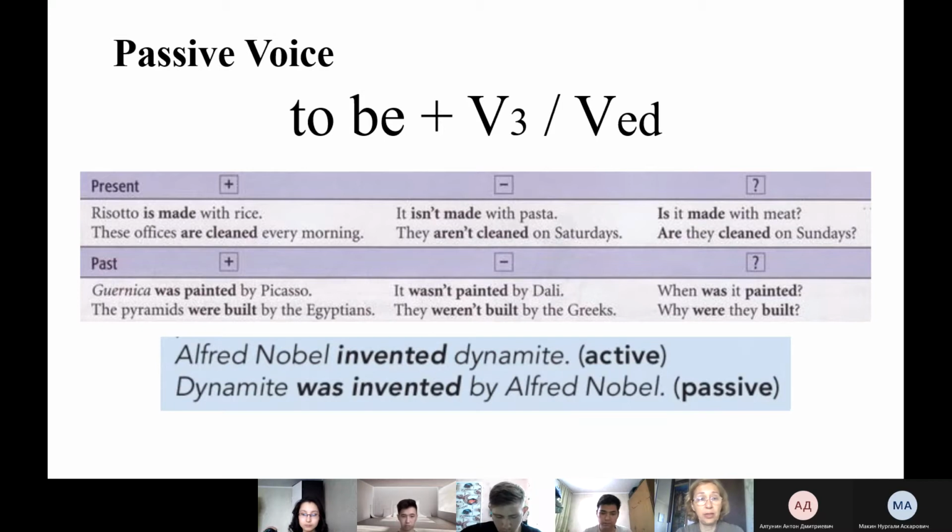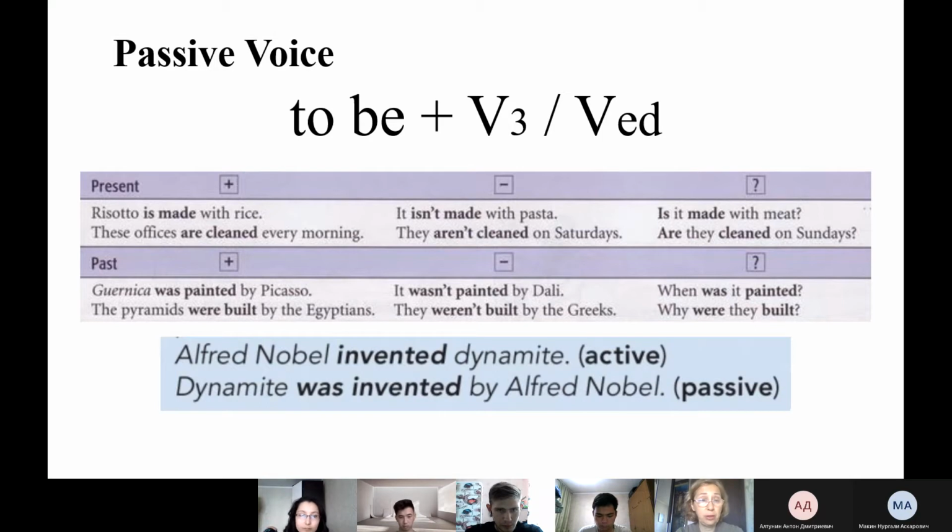And here on the next slide we can see the form of the passive voice, how the passive voice is formed. As we already see, it consists of at least two parts. First we use the verb to be plus the main verb in the third form if it is irregular, or with the ed ending if it is regular. Используется вспомогательный глагол to be в соответствующей форме и смысловой глагол, если это правильный глагол, то добавляется ed. Если это неправильный глагол, используется третья форма.